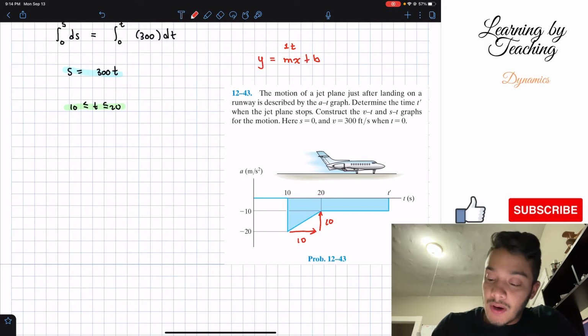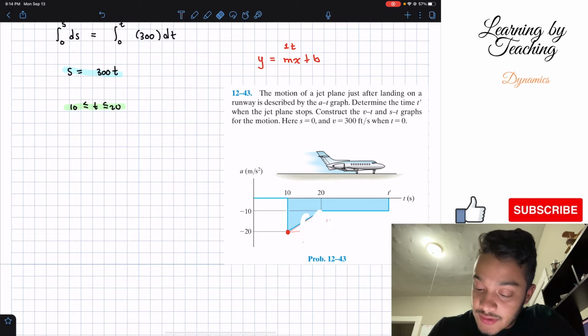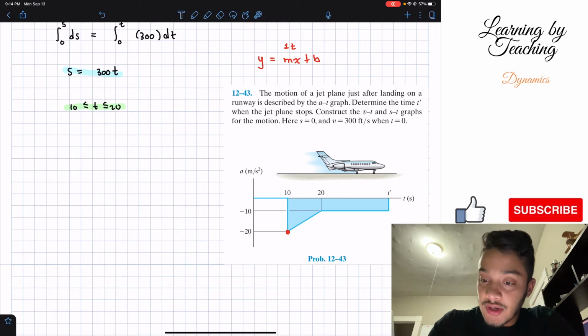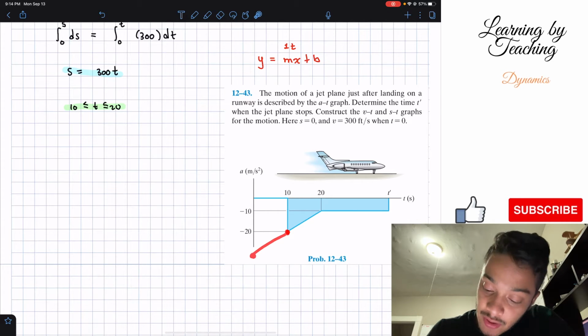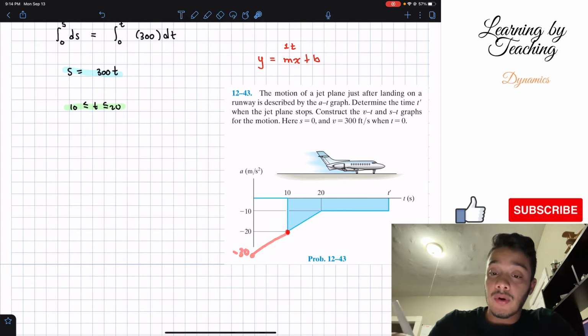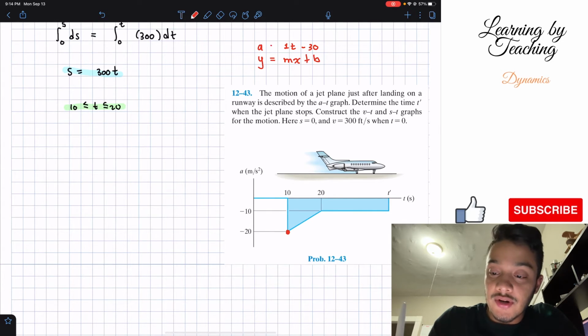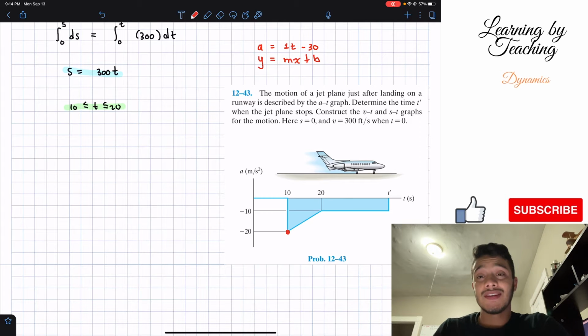Now, what will be the y-intercept if this line is a 1/1 ratio? Well, at this red dot in here, it's 10, -20, and if I go backwards 10 in a ratio of 1/1, this should hit -30. So our y-intercept should be -30, and our acceleration has to be equal to 1t minus 30.